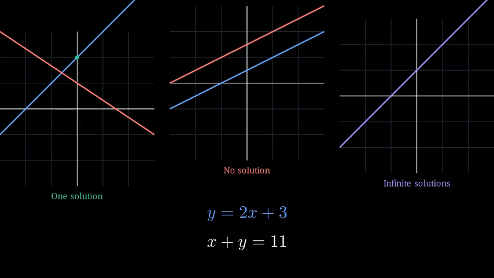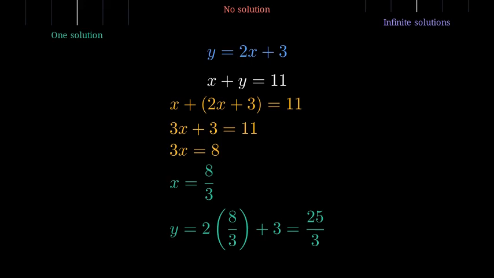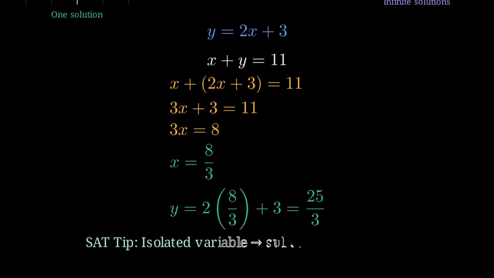Method 1, substitution. This is best when one equation is already solved for a variable. Here's an example. We'll replace y in the second equation with 2x plus 3, then solve. Step 1, substitute. Step 2, simplify. Step 3, solve for x. Step 4, plug back to get y. SAT tip: if a variable is already isolated, substitution is usually the fastest method.